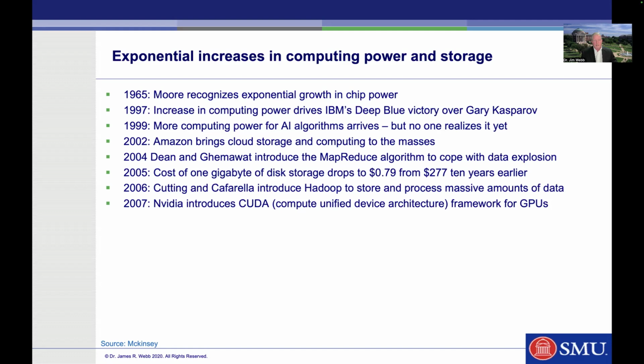So, exponential increases in computing power. This is the chips, right? Microprocessors. 1965, Moore recognizes the exponential growth in chip power. He actually came up with something that we refer to in the semiconductor world as Moore's Law, which is that the power of a microprocessor will double about once every 18 months. This is why you have to get a new computer about every 3 years, because the microprocessors are doubling in power, and the people who write the software want the coolest software out there.